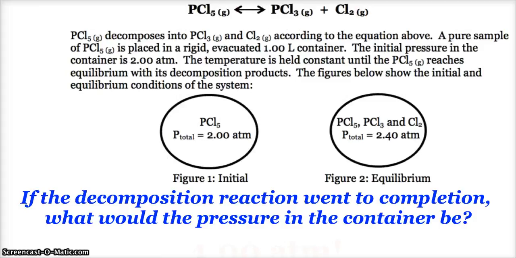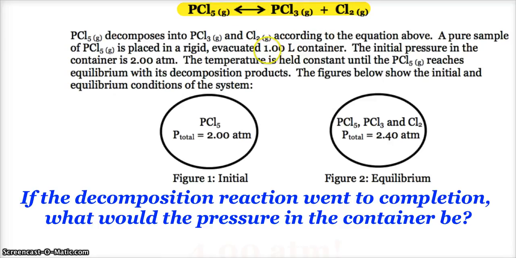So here we see I've got phosphorus pentachloride. It decomposes into phosphorus trichloride and chlorine gas, and they gave us the all-important balanced chemical equation. It says a pure sample of PCl5 is placed in a rigid evacuated 1 liter container. A lot of information in that statement. Again, this is probably part of a longer group of multiple choice questions.